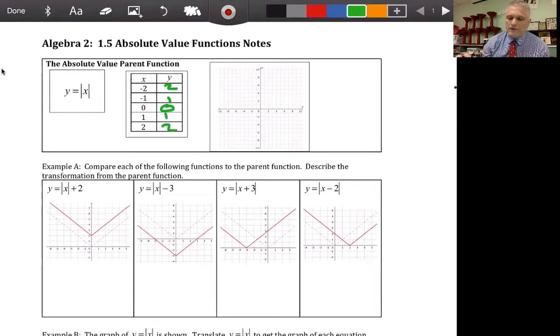Okay, so let's graph it. Let's graph these points. We have -2, 2. We have -1, 1. We have 0, 0. We have +1, 1. We have +2, 2. So you have a V-shaped graph. You basically have a positive slope and a negative slope at all times.